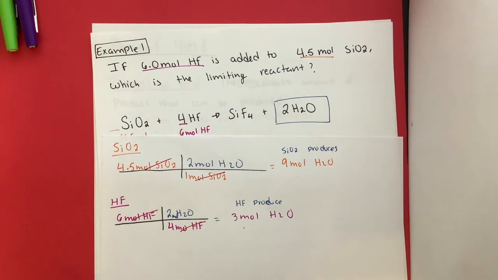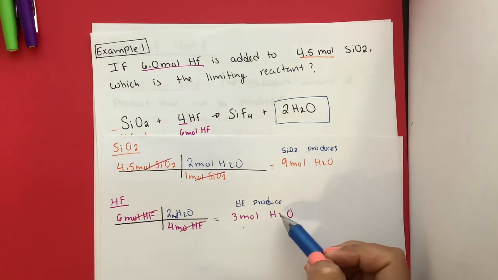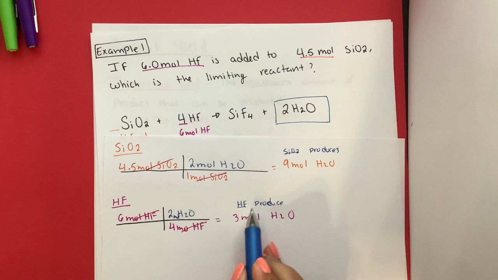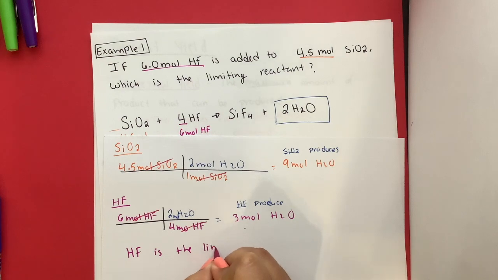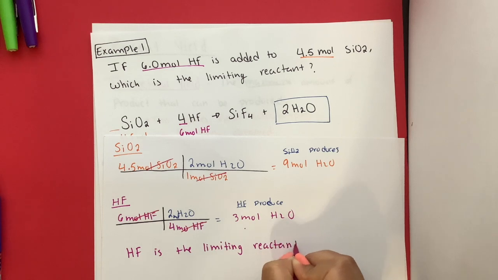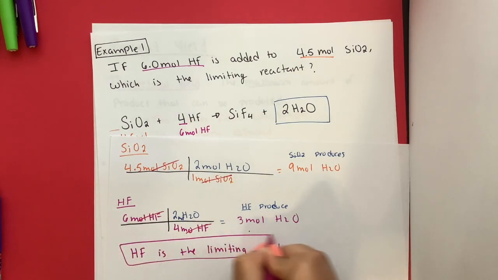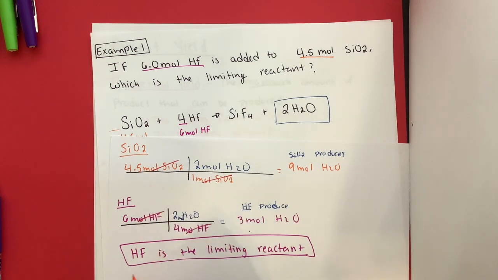So who is my limiting reactant? Is it HF or is it SiO2? Which produced the least amount of product? HF. So HF is the limiting reactant, and that's my final answer. HF is the limiting reactant. Therefore, SiO2 is the excess reactant.